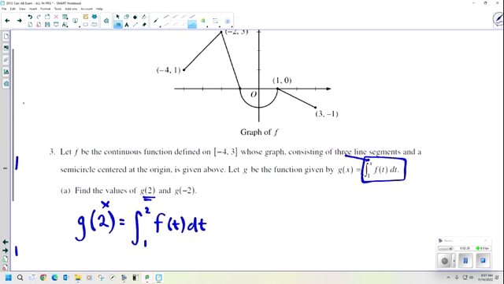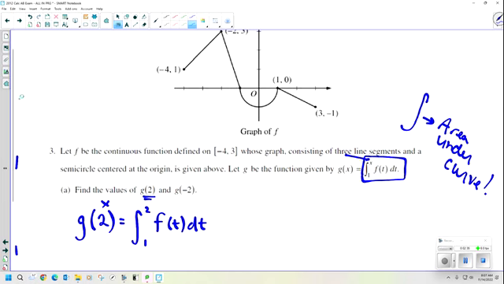But remember, integration is really area under the curve, and this is going to be nice for us because we have 3 straight lines and a semicircle, so that will make life a lot easier to solve for areas because we're going to use the area formulas for basic shapes.